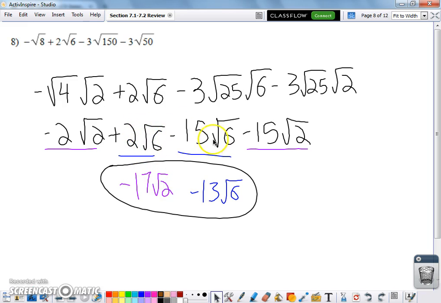2 root 6 minus 15 root 6. That's a little mistake there. Well, right there, negative 13 root 6, and then these two make a negative 17 root 6.